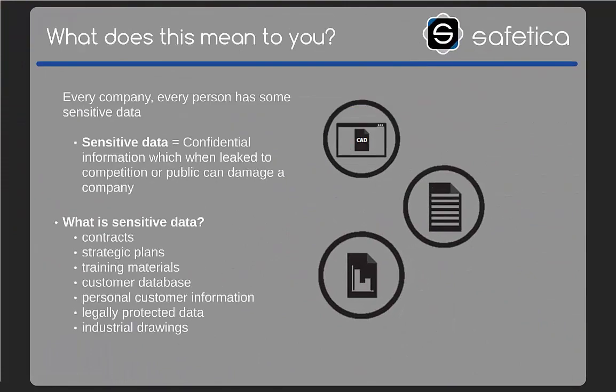So what does this mean to you? What kind of data is considered a sensitive document? It could be confidential information if it's leaked out to a competitor. It could be contracts. It could be customer sales lists. It could be legally protected data. There's all kinds of information within your company that can harm you if it leaves the organization.